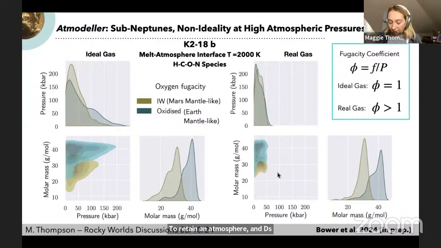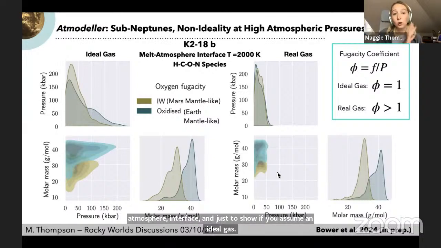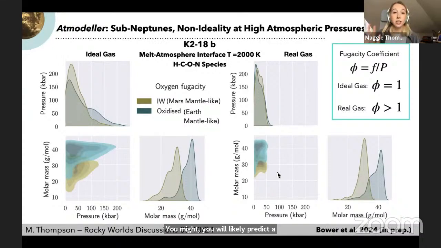And so finally, just to show that there are some effects that we can also see with thinking about sub-Neptunes, we did a few simulations thinking about K2-18b. So this is a sub-Neptune. We assume it has some sort of thick envelope overlaying a magma ocean, essentially, with a very hot 2000 Kelvin melt-atmosphere interface. And if you assume an ideal gas, you will likely predict a very, very high total atmospheric pressure compared to if you include real gas equations of state.